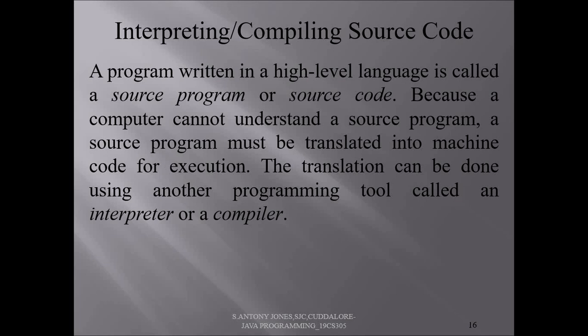A program written in a high-level language is called a source program or source code. Because a computer cannot understand a source code program, it must be translated into machine code for execution. Directly, it cannot execute. So the translation can be done using another programming tool called an interpreter or compiler.